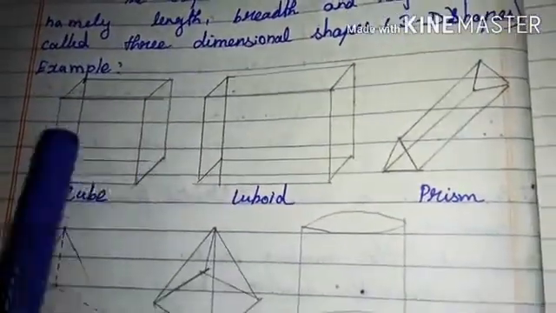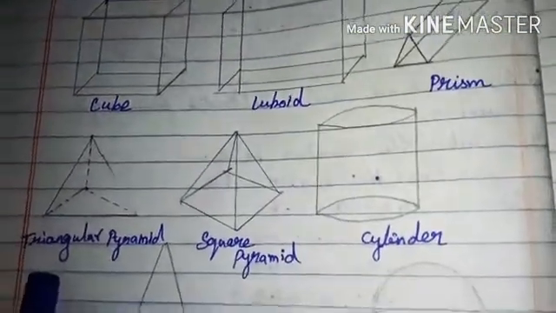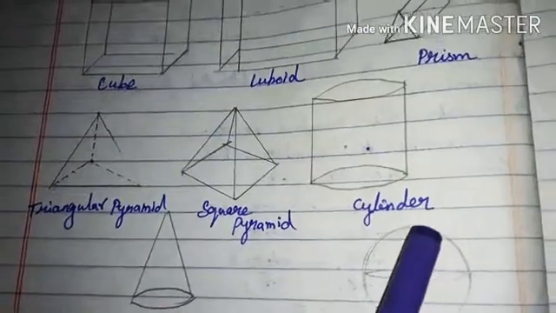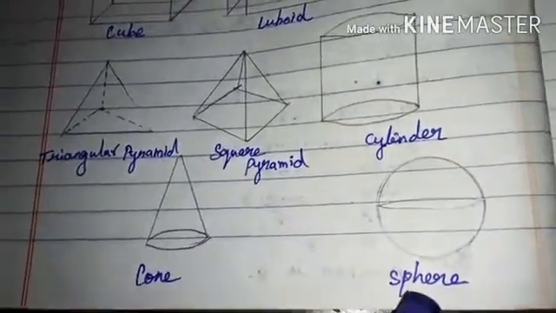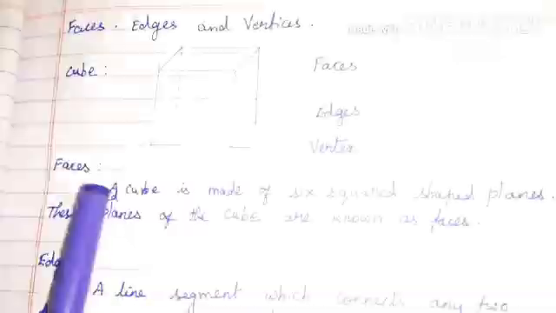Let's see some examples of 3D shapes. Cube, cuboid, prism, triangular pyramid, square pyramid, cylinder, cone and sphere are examples of 3D shapes.